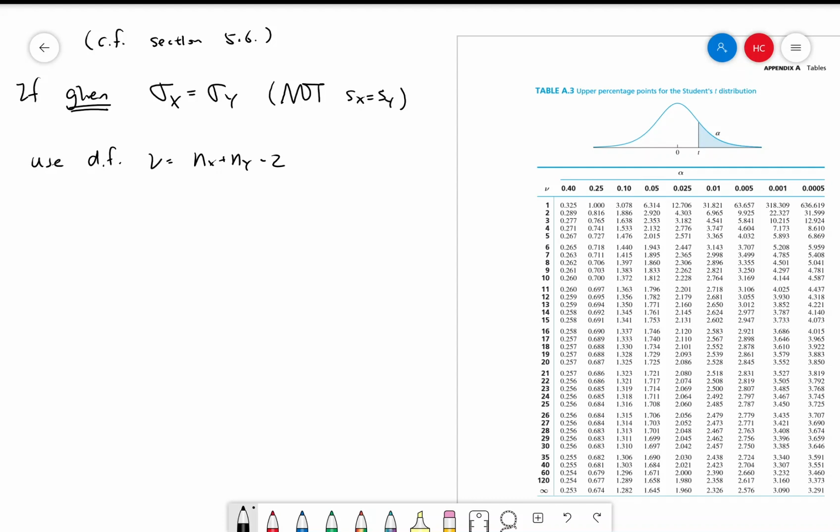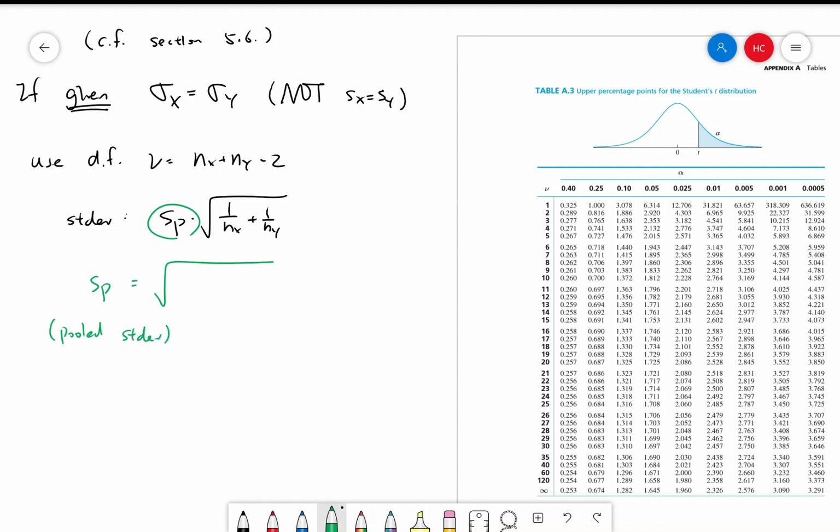And the standard deviation is equal to sp times the square root of 1 over nx plus 1 over ny. What is sp? sp is the pooled standard deviation. This is equal to the square root of nx minus 1 times sx squared plus ny minus 1 times sy squared over nx plus ny minus 2.